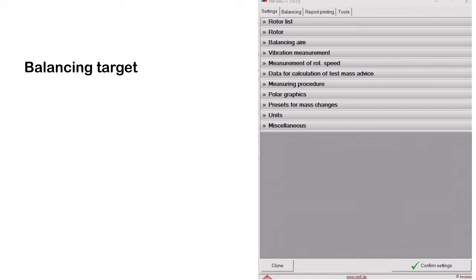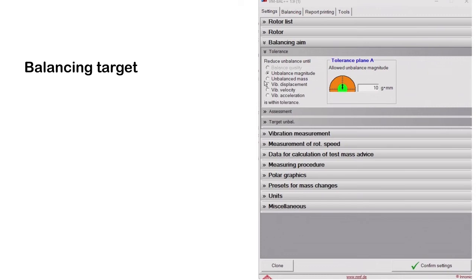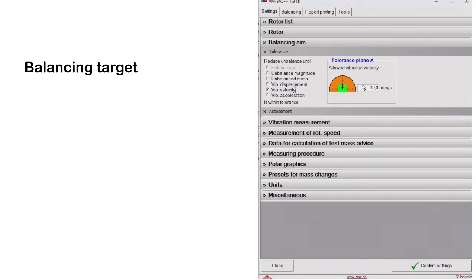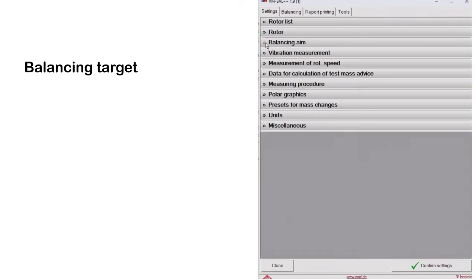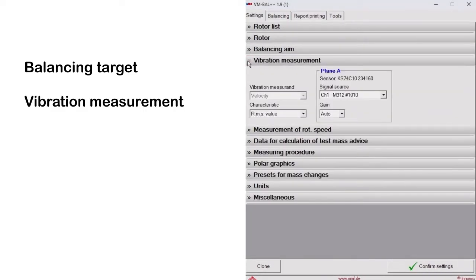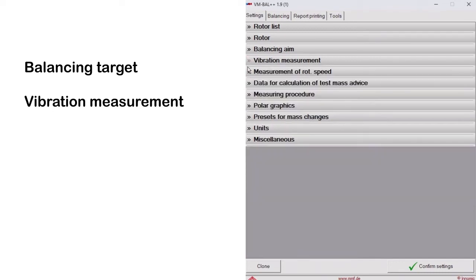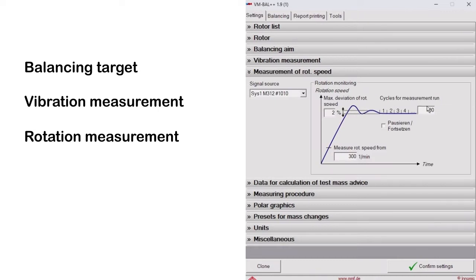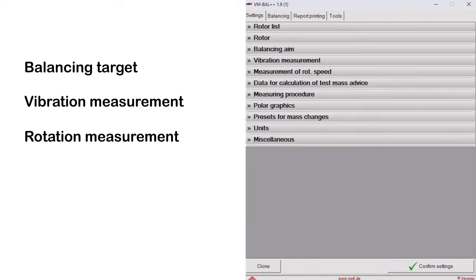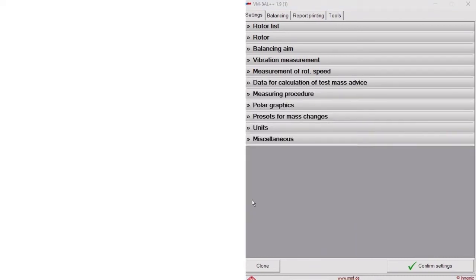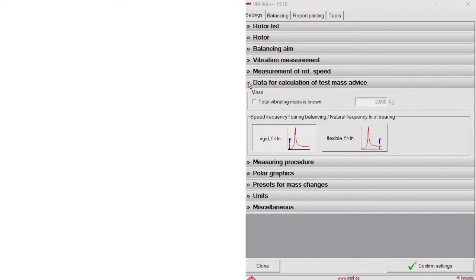We want to achieve a balancing target of 0.3 mm per second vibration velocity. A specific balancing quality, or unbalanced mass, could also serve as a target. The settings for the vibration measurement remain unchanged in this example. You can enter the tolerance at which the rotation speed is valid and how many revolutions are to be measured. The feature test mass proposal will be explained later.